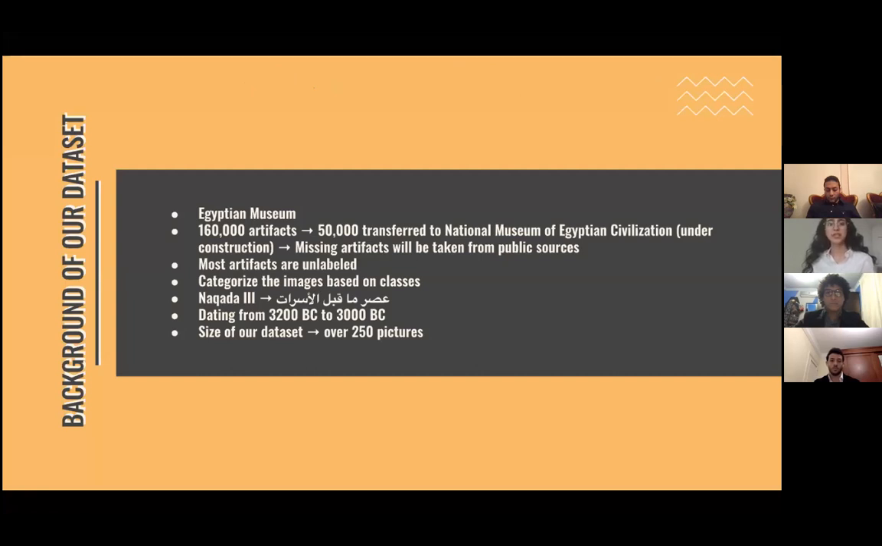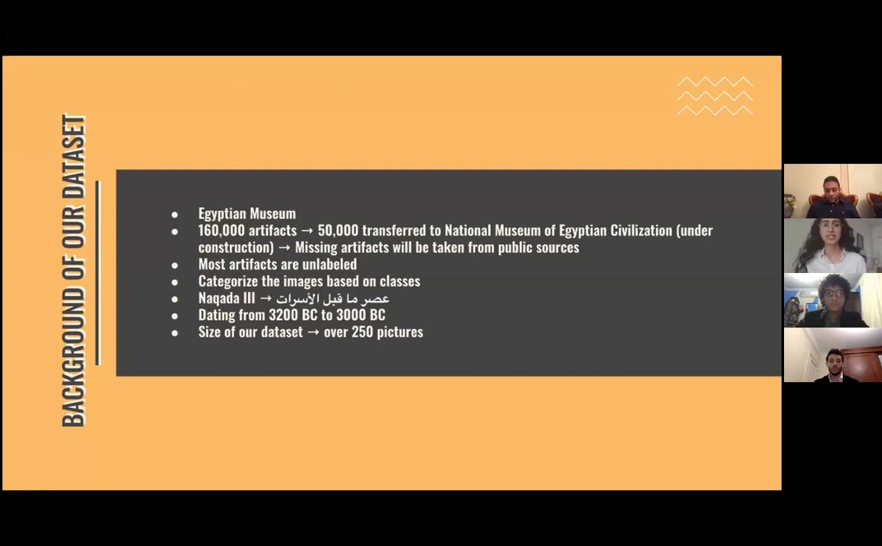We managed to take pictures from the Egyptian Museum after a lot of hassle. We had to contact several people to get the approval, especially during the pandemic that we are going through. It took us several trips to the museum in order for us to build the data set. We have over 250 pictures in our data set.